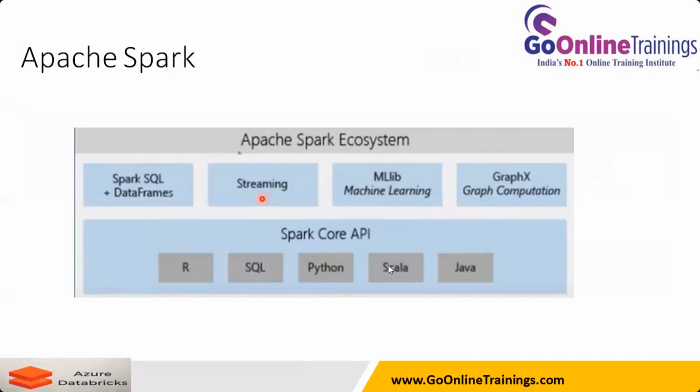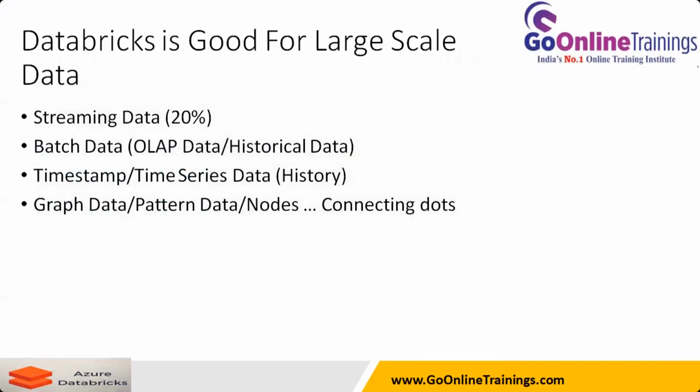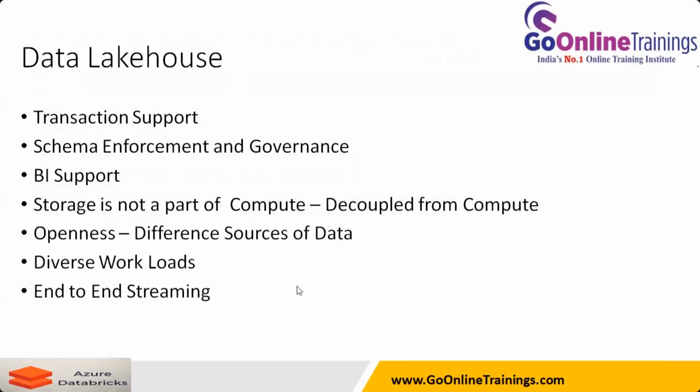Okay. So Apache Spark can have streaming data, MLlib data, machine learning library data, graphics data, R, SQL, Python, Scala, Java, any language we can use. We can learn SQL and Python so that we can work with Apache Spark, nothing but Databricks. Okay. So if you have any questions, you will be able to ask me. Databricks is good for streaming data. Batch data means OLAP or historical data, right? Timestamp data or graph data. All these things we'll discuss later. So don't worry about it.